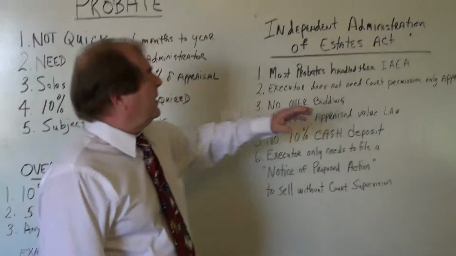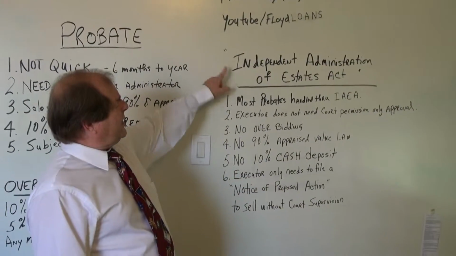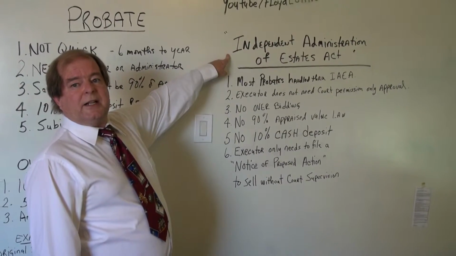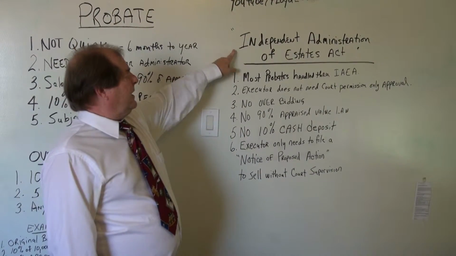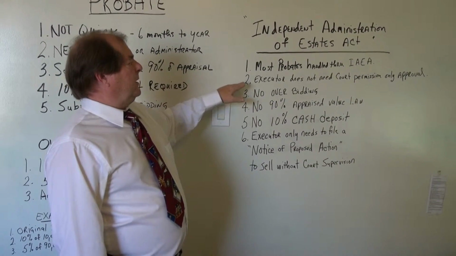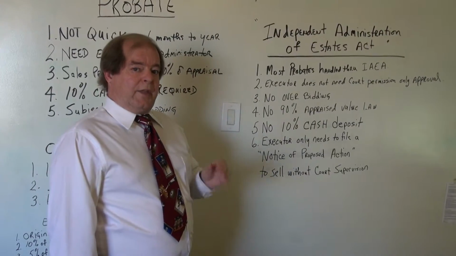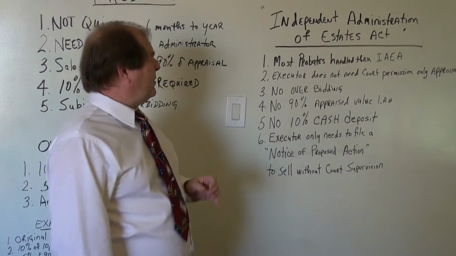Okay. Do you have to go through that process? Not at all. They have something called the Independent Administration of Estates Act. And most probates in California go through this act. Okay? The executor does not need permission to do things. They do need approval, but they do not need permission.